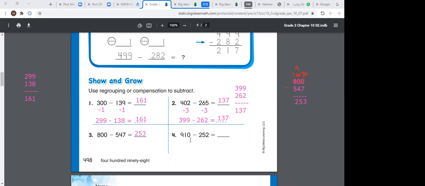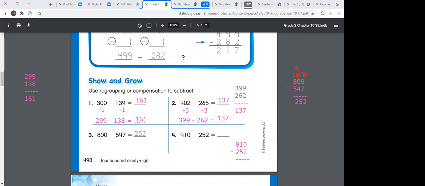Let's answer number 4. 910 minus 252. I write 910 minus 252 equals what number? It equals 658. I don't want you to say the answer. Take it step by step. Say to me what the steps are.